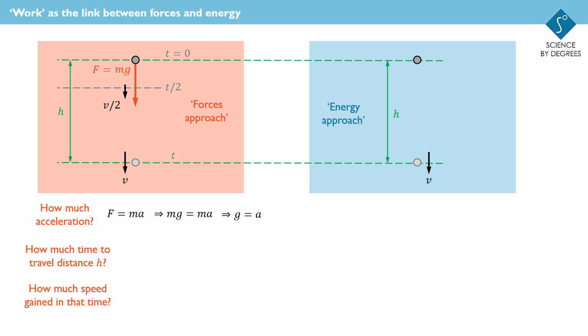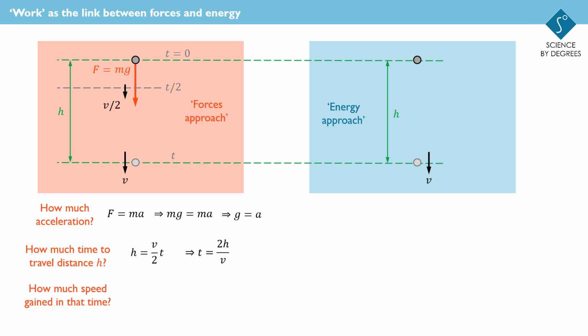By the way, the average speed occurs halfway through the time interval, but less than halfway through the distance travelled, because of the increase in speed throughout the journey. Distance equals average speed times time becomes h for distance equals v over 2 for average speed times t, and rearranging gives t in terms of h and v.